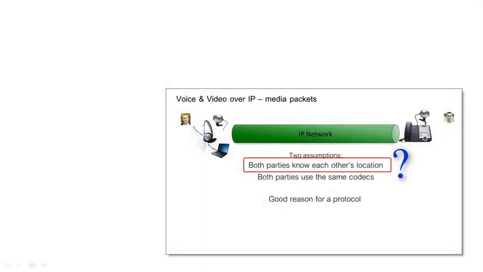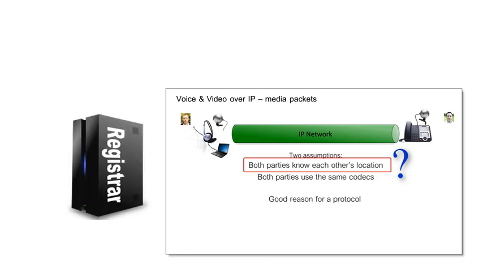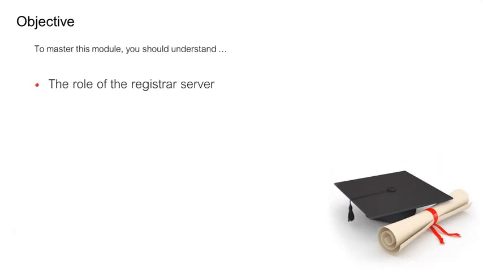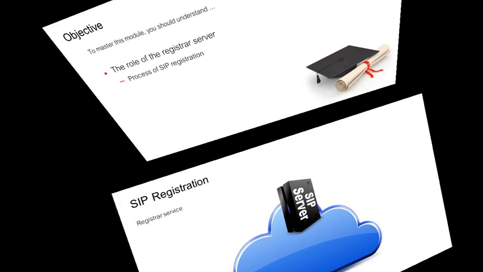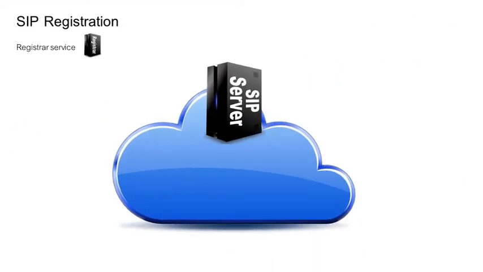SIP can only help other parties discover my location if I first register it with a registrar server. In this module, we'll study the role of the registrar service and the process of SIP registration. Now, the registrar service is a role, a behaviour, a function, rather than necessarily a separate physical device.